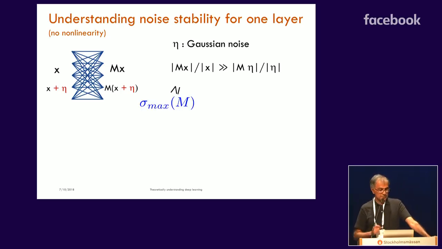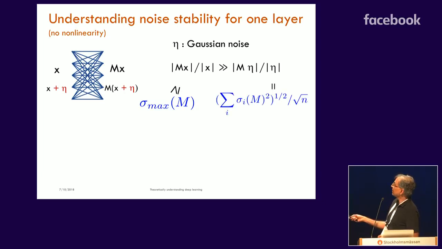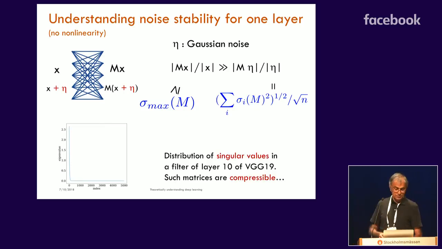But mathematically, what does this mean? Well, what does this imply? So remember the singular values. This is upper bounded by the top singular value of the matrix M. And what's the right-hand side? Well, Gaussian noise distributes itself evenly in all directions, so it distributes itself evenly in all singular directions. And so a simple calculation shows that this ratio is related to the L2 norm of the singular values. So, largest singular value and the L2 norm of the singular values.